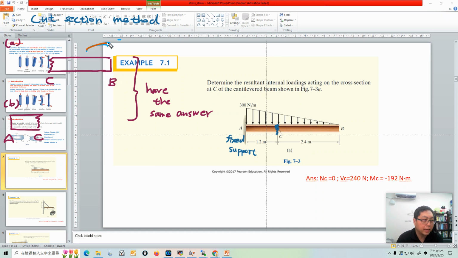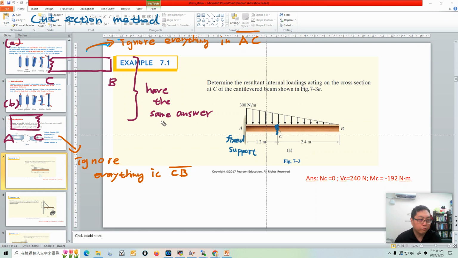If you use the CB section, ignore everything in the AC section. If you choose the AC section for analysis, you can ignore everything in the CB section. That's the thing you have to remember. If we use the cut section method, if you use the CB section, ignore everything on the AC. If you use the AC section, ignore everything in the CB section.